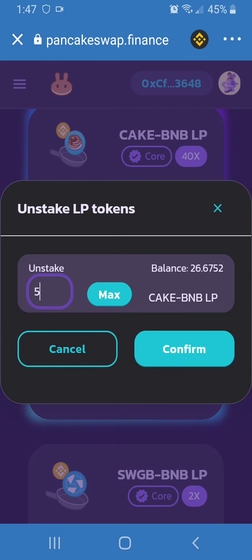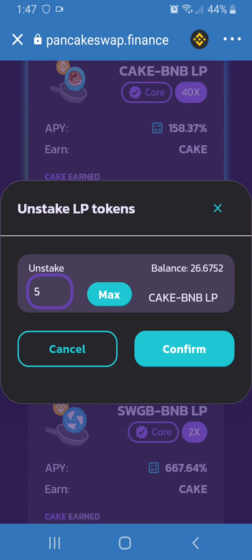So let me just go through here. If you wanted to unstake, I'll be skipping around a bit, but you get the gist of it. If you wanted to unstake here, I want to unstake 5 of my 26 Cake BNB LP tokens.